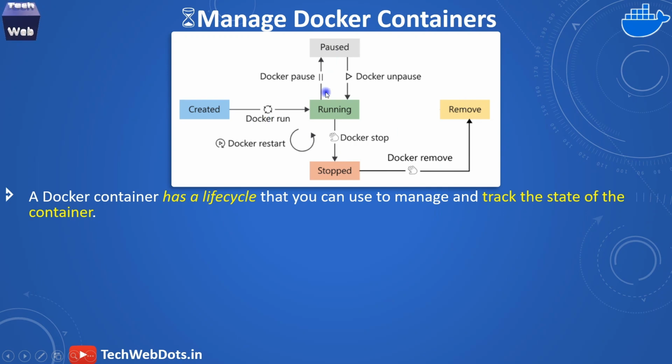But during these, if you notice, there is a command that we can use to manage our containers. One is docker run, which puts the container in the running state. If we use docker pause, it will put the container into the paused state. If we use docker unpause, then again it will be in the running state. And if we use docker stop, then it will be in a stopped state. If we want to run it again, we can use docker restart.